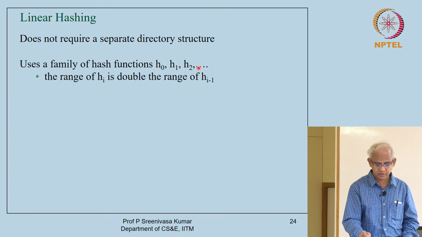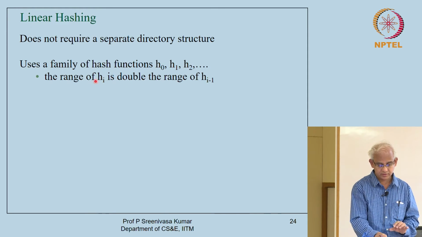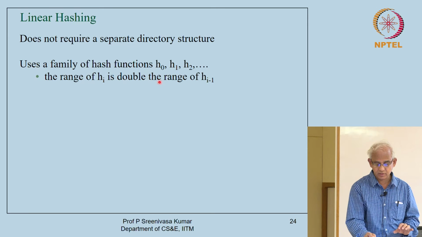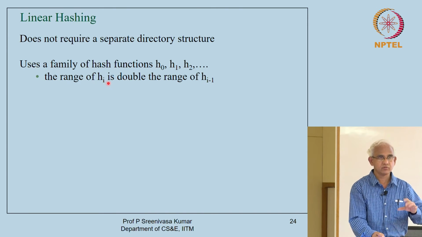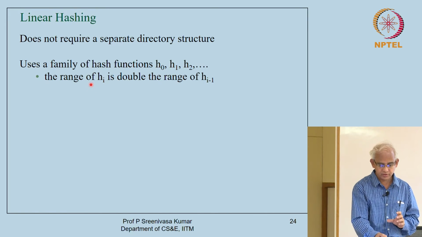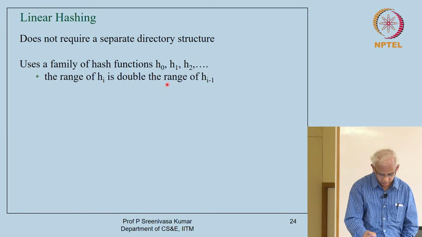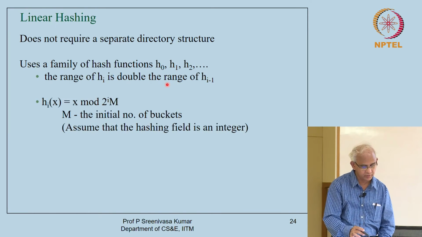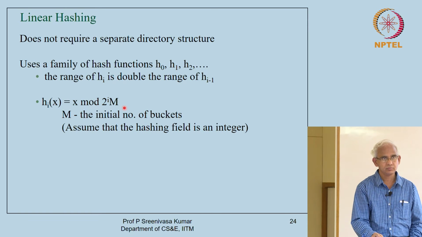H0, H1, H2 etc. It assumes the existence of a family of hash functions where the range of Hi is double the range of Hi minus 1. Okay. The range is the number of values, the bucket numbers it gives. The range of Hi is double the range of Hi minus 1. Okay. So, I will show you such a family here. For example, if Hi of x is x mod 2 power i m, then this property will be holding.